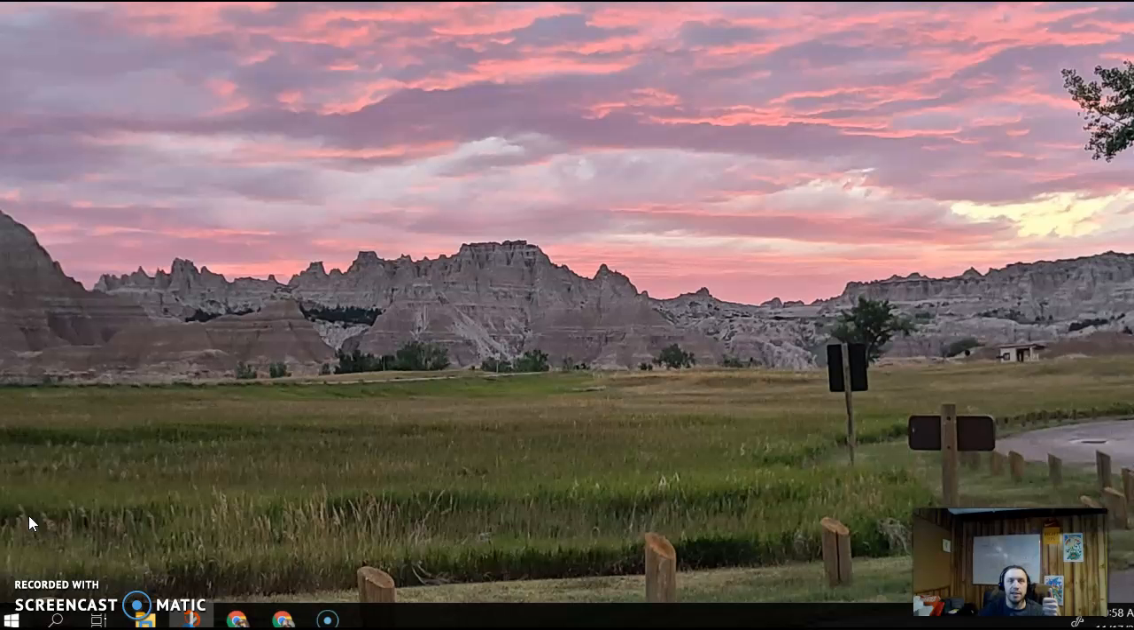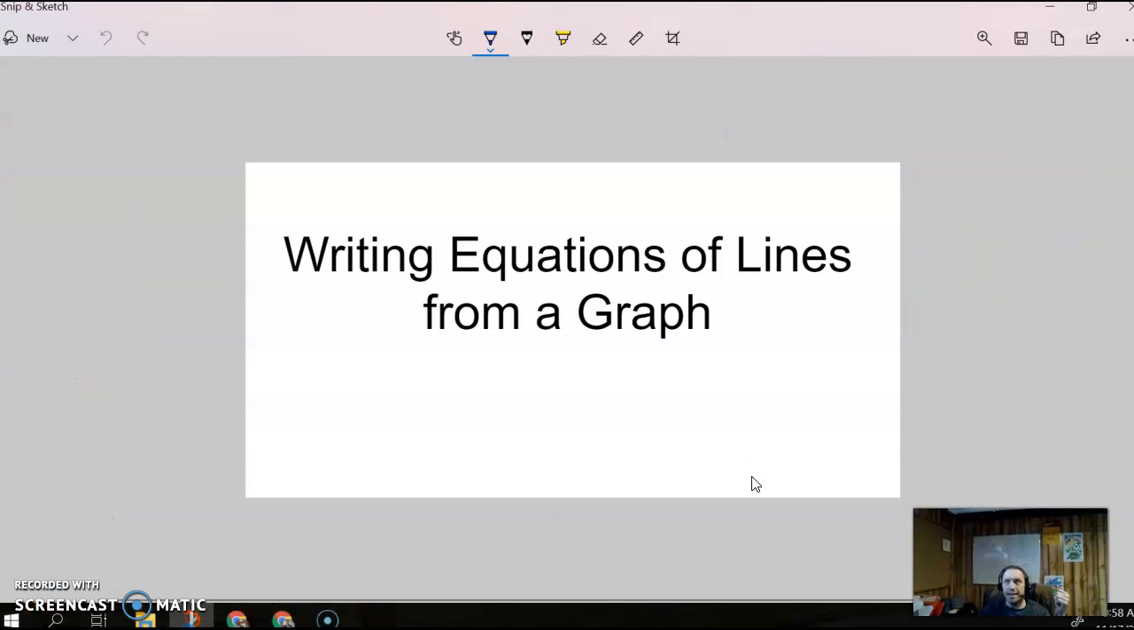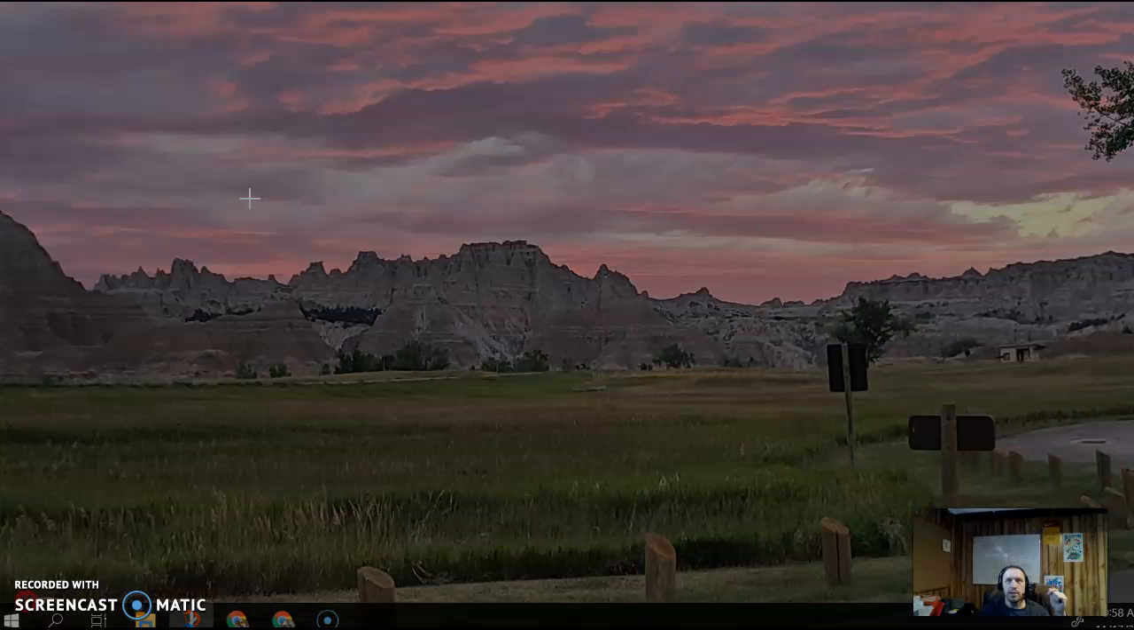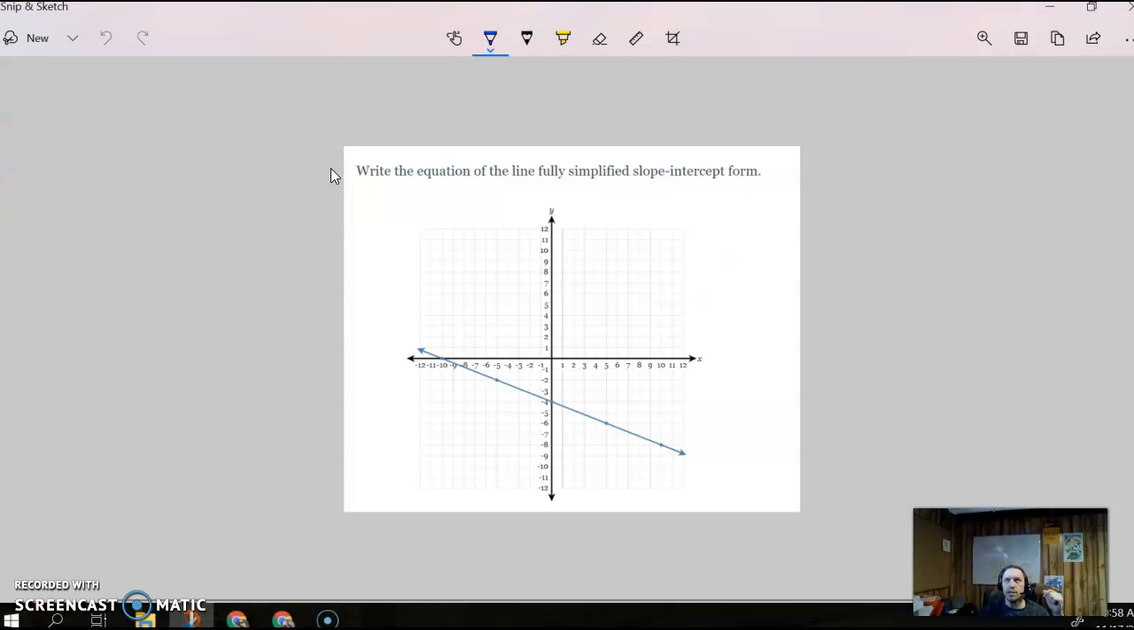The next topic in Delta Math from Monday the 16th was writing equations of lines from a graph. Again, we're going to do 4 of these, so I want you to pause between each one so that you can take a look and see. So it says, write the equation of a line fully simplified slope-intercept form. Okay, so y equals mx plus b is our slope-intercept form. What do I need in order to do this? I need my slope and I need my y-intercept.